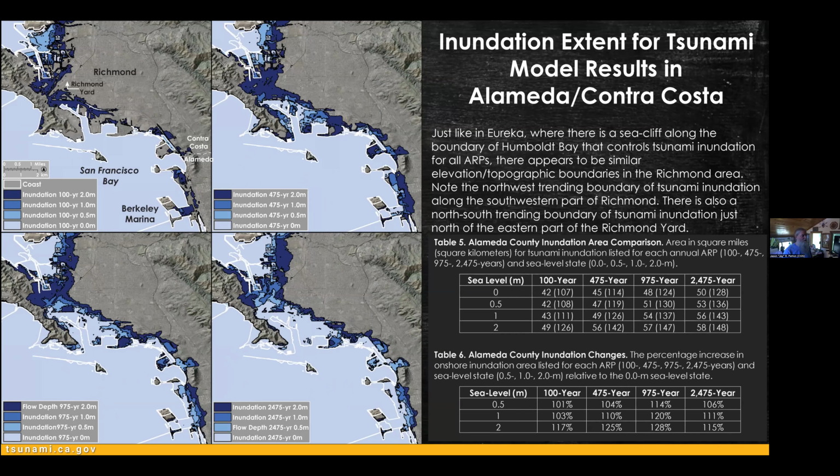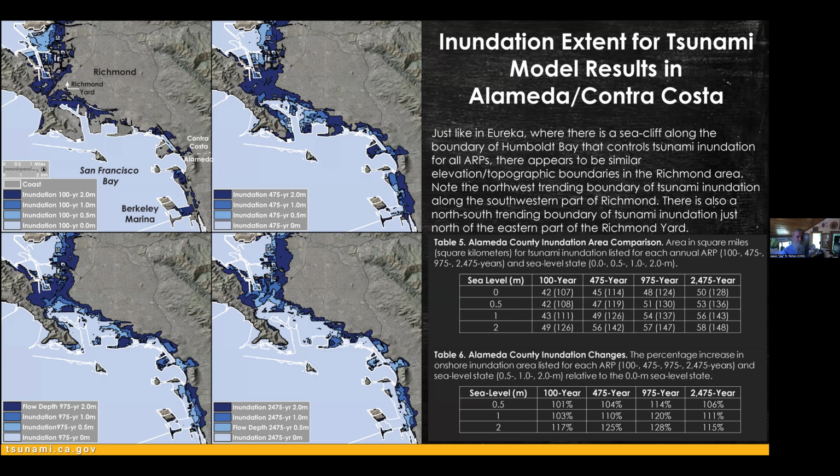This is Alameda, the east part of San Francisco Bay. Just like in Eureka, where there is a sea cliff along the boundary of Humboldt Bay that controls tsunami inundation for all ARPs, there appears to be a similar elevation topographic boundary in the Richmond area.